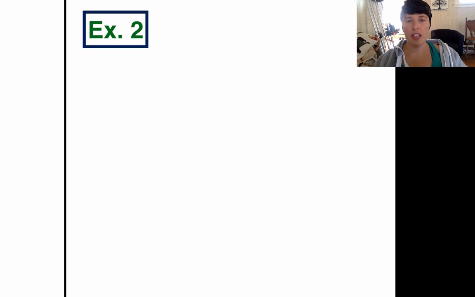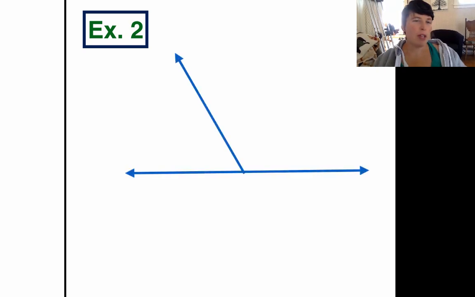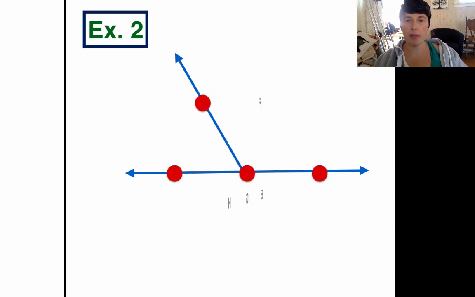Example 2. What if I change the picture just a little bit? I've changed the direction of the rays, but I still am going to put a whole bunch of points on here and label it. And this time I'm going to call it E, F, G, and H. Pause the video, copy the picture so your notes look the same as mine. Now, I know something about these angles.